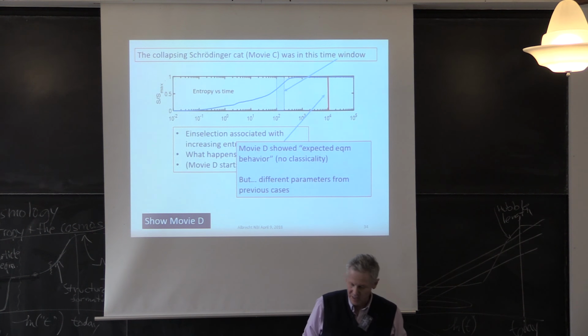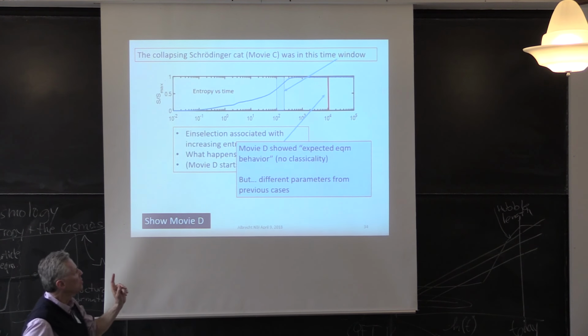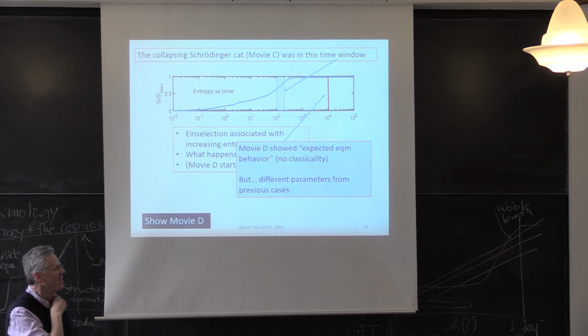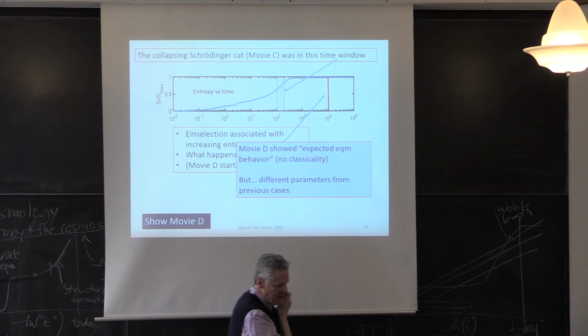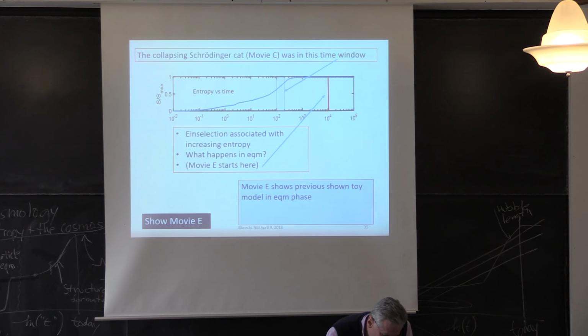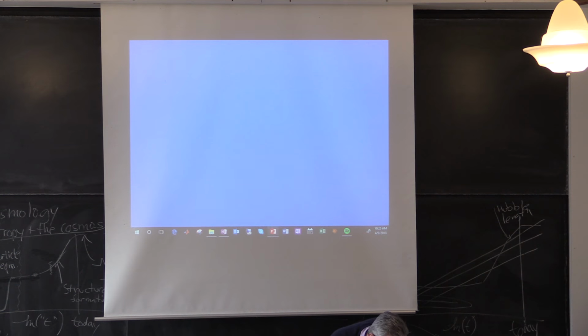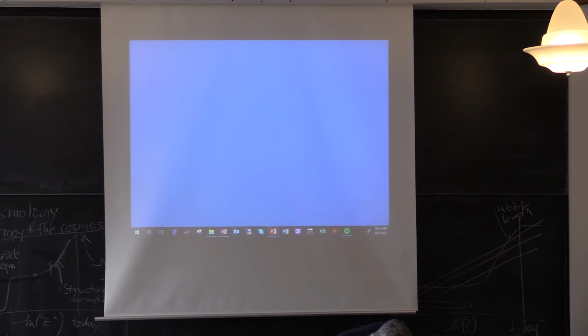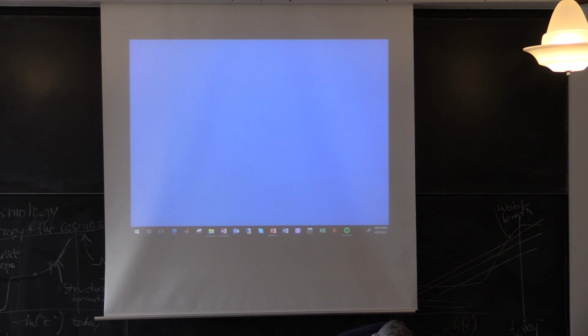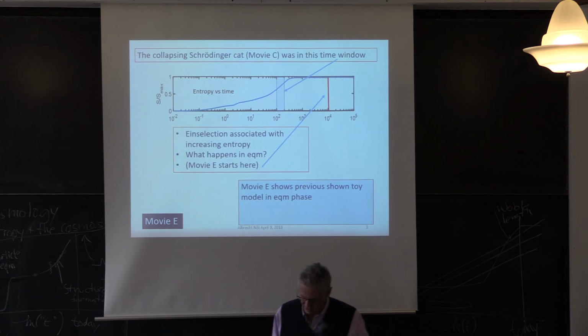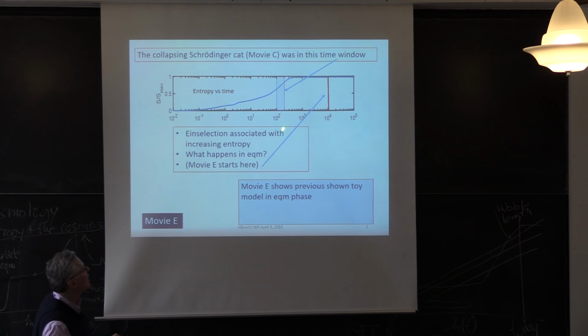But there's a catch. And the catch is that I actually showed you a result from different parameters than I was showing you before. So now let me go and show you another movie with the actual parameters. So this is now a continuation of what I showed you before, into the equilibrium zone. So here's movie E. This is now the real continuation. So everything I showed you, the collapsing hat, was happening here.